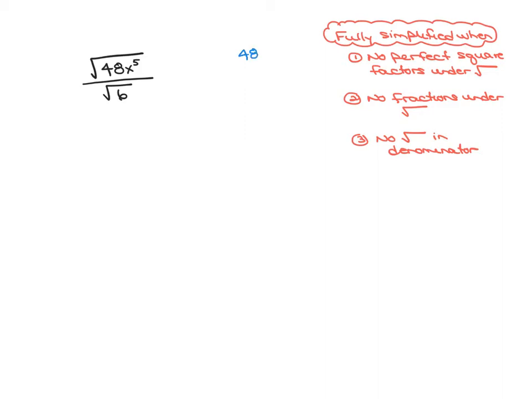So 48, I know I have 2 and 24. 24 is 2 and 12. 12 is, I know, 4 and 3. All right, when I look at 2 times 4, I know that's 8... that's 16, which is a perfect square, 4 times 4. And then I have a 3 left over. All right, so when I think about the numerator, I know that's the square root of 16 times 3.